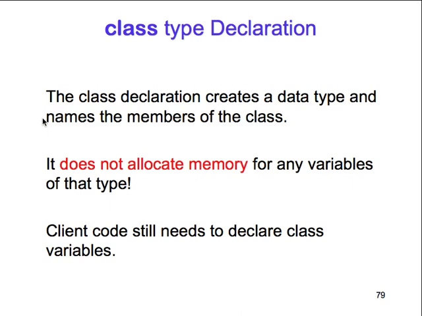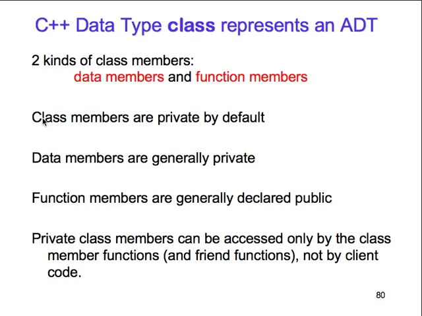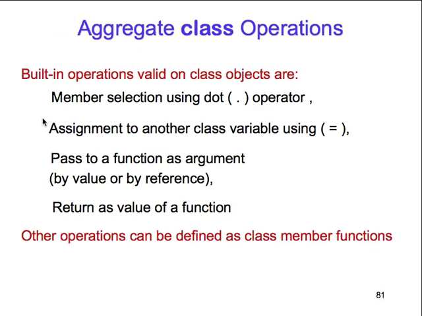So the client code still needs to declare class variables. Two kinds of class variable members. We've seen this already, the data member and the member function. And we've seen this already as well. We have the private as default for the data, public for the members. And generally declared public, so we already got through that.